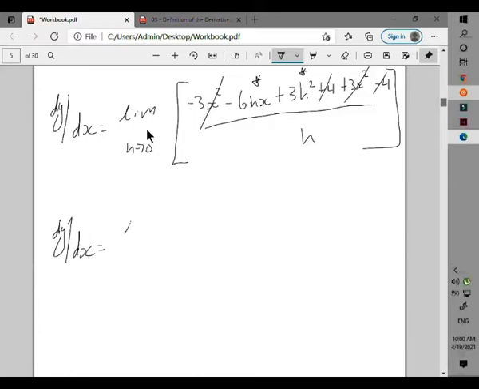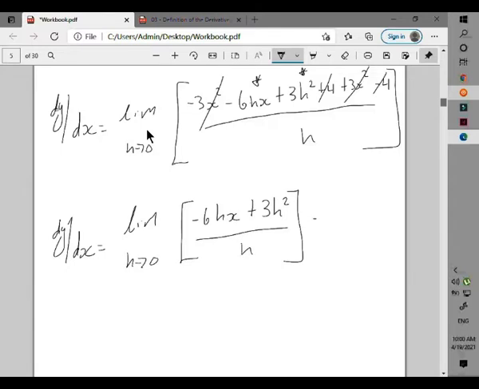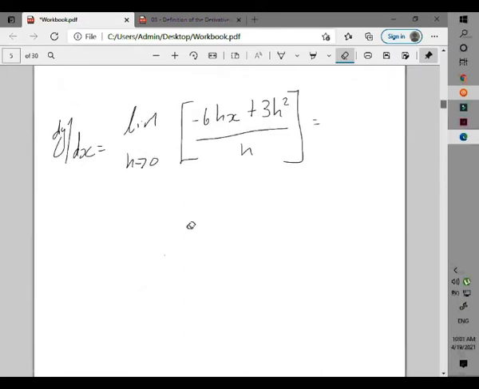The dy over dx is equal to the limit as h approaches 0 of minus 6hx plus 3h squared, all being divided by h, equal to the limit as h approaches 0. This is going to give me h on the outside minus 6x plus, alright, so I'm trying to squeeze it in and it's not working out, so let me just do it once more. Scroll up a bit, get rid of this.